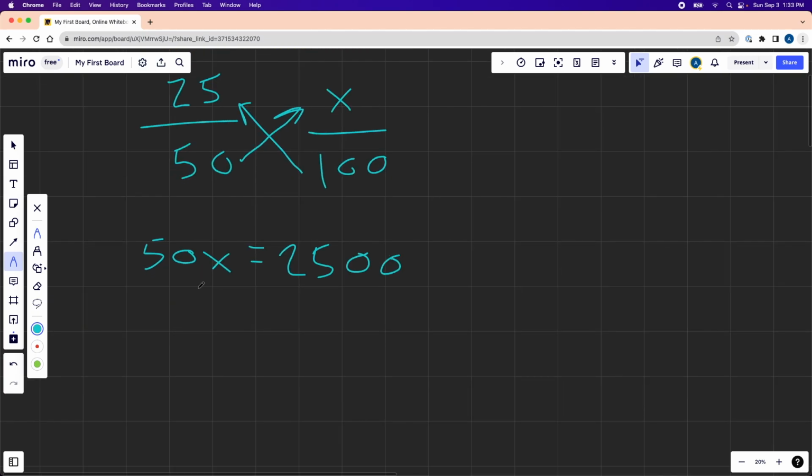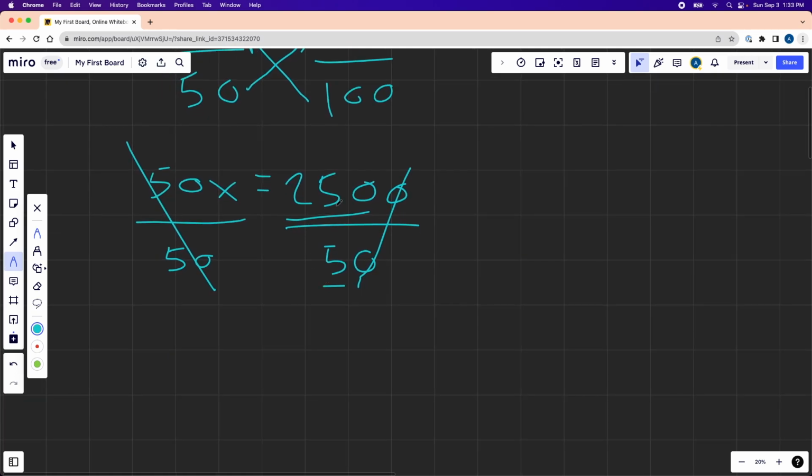And now all we need to do is solve for x. So we can divide by 50 on both sides. The 50s will cancel out right there, and the zeros will cancel out right there. So now it's 250 divided by 5. Let's say it was just 25 divided by 5. Well, 25 divided by 5 is 5, which means 250 divided by 5, all we're doing is adding on a 0, will be 50. So x equals 50. And we can see two different ways, and we still arrived at 50 for the final answer.